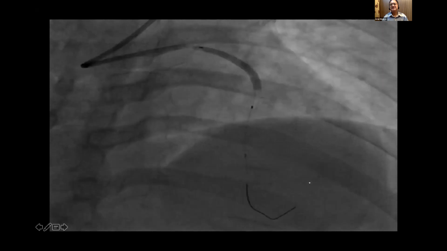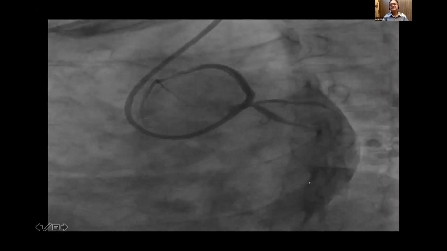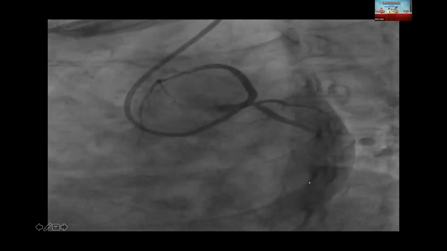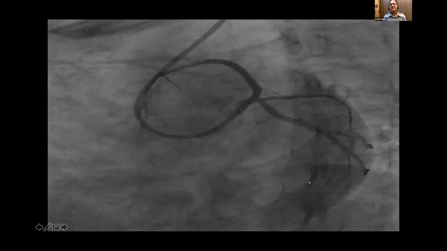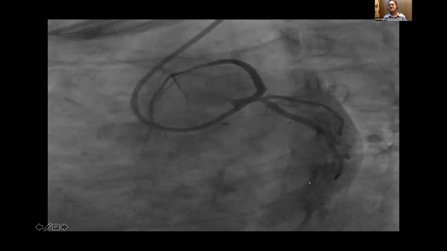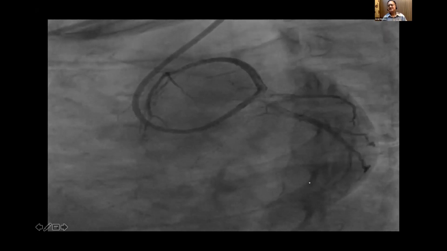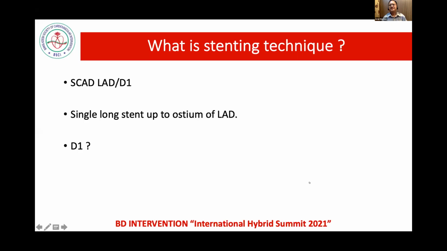So this is the dilatation, and this is a picture here. In a spontaneous dissection, it is better to give a long stent because it is very difficult to find out the landing zone. I'll come to that point and explain each and every point. What we can see here is that I put a long stent and I've occluded the diagonal. Yes, it's a very good decision.